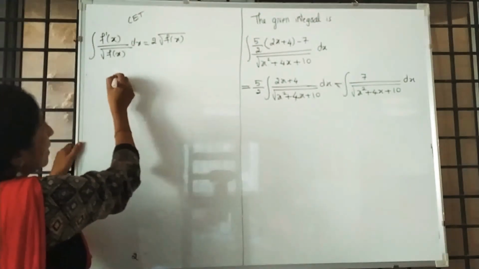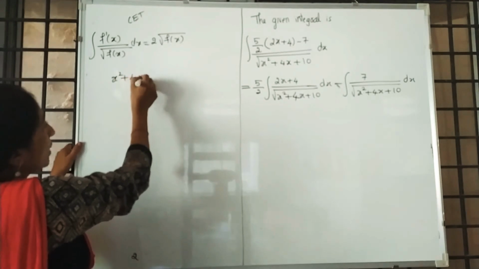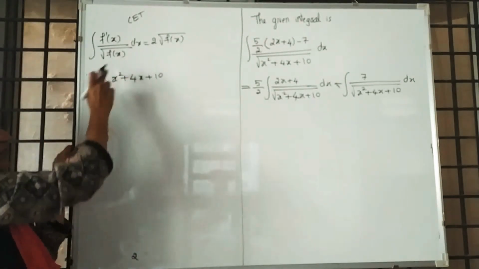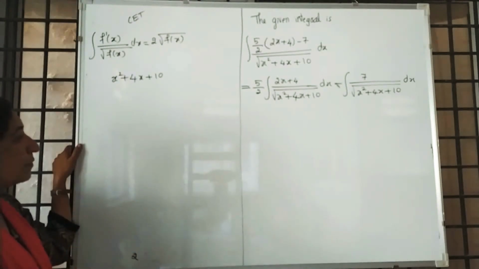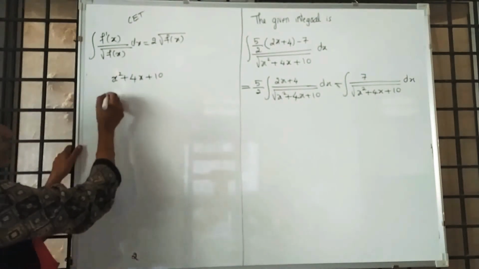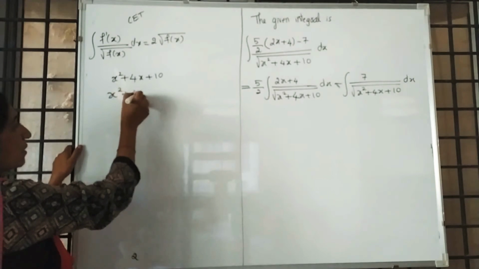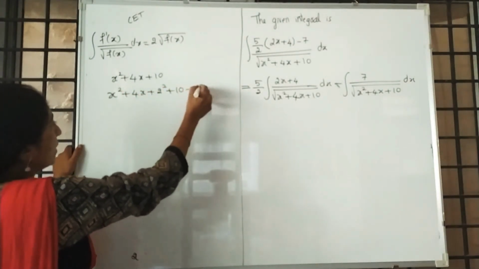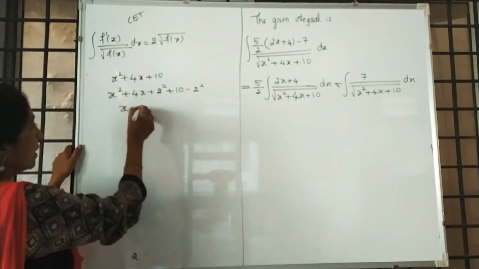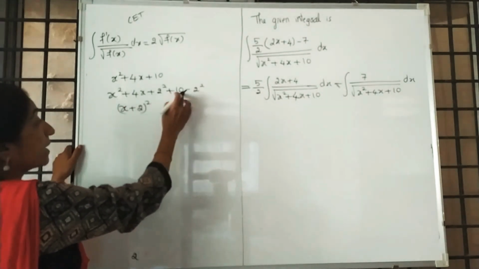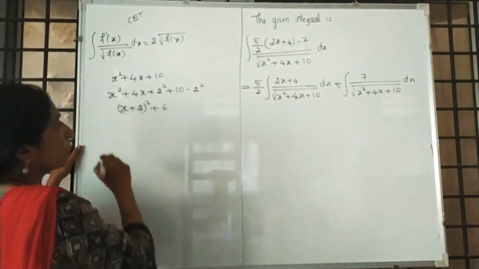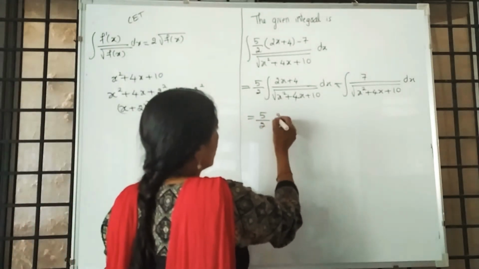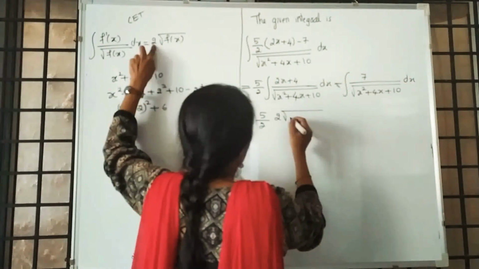Now I am writing x square plus 4x plus 10. I will make it a perfect square. X square coefficient is plus 1. The first step is completed. X coefficient is 4. Half of that is 2. Plus 2 square plus 10 minus 2 square. This is x plus 2 whole square. 10 minus 4 is 6. So this I kept as it is, or directly I will write 2 into root of this formula.